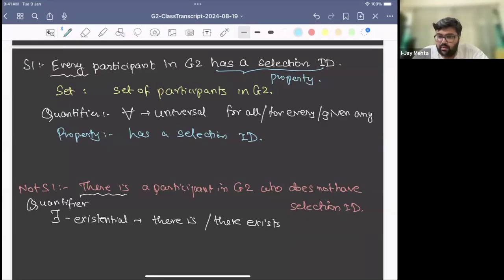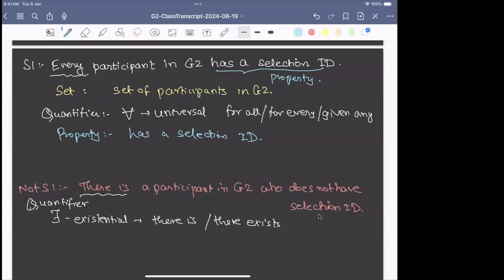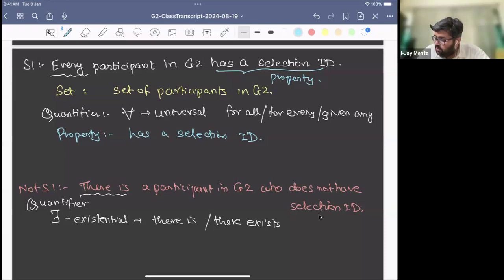Room number 2, Anwar, what is the property in not S1? So, not having a selection ID. Here you see the property has changed. It's a negation. I have a selection ID; what is the negation? I don't have a selection ID. So in this, the property is not having a selection ID.